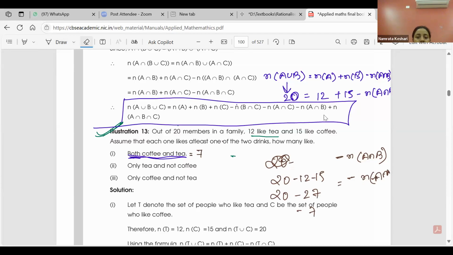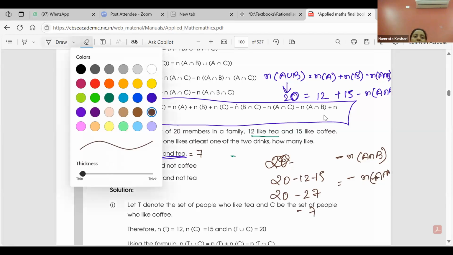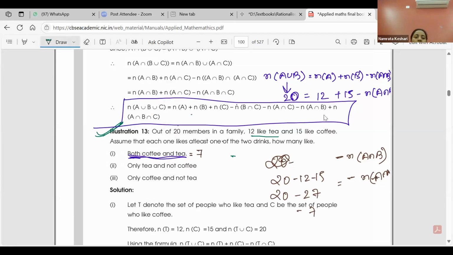Yes. Okay. 7 people are there who like both. Now how many people are there who like only tea and not coffee? Only tea. Okay, this is such a tricky question in the set chapter.